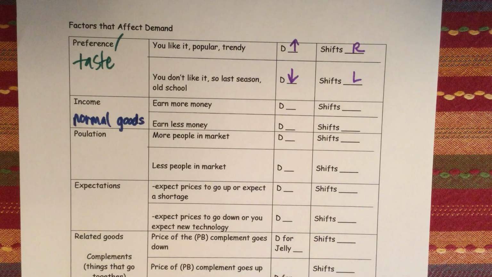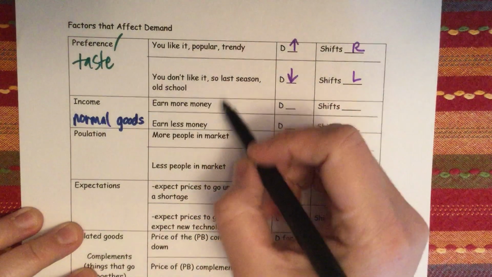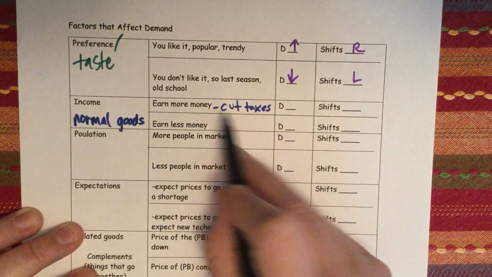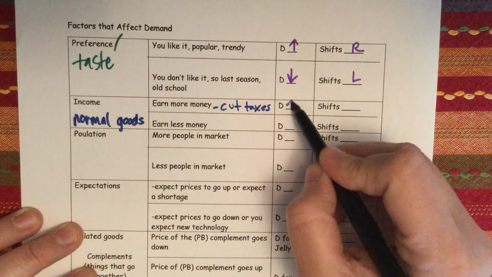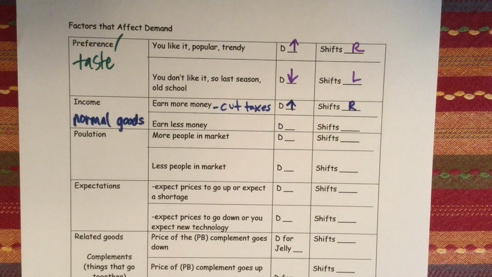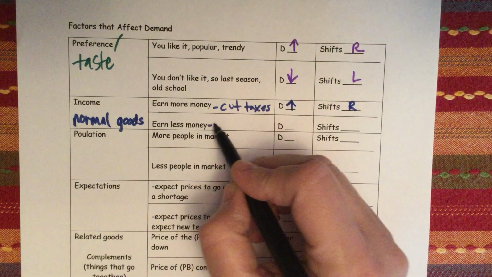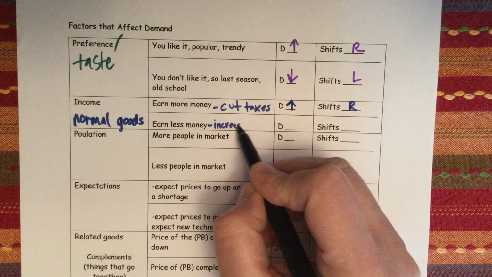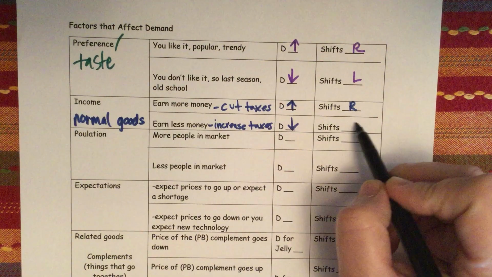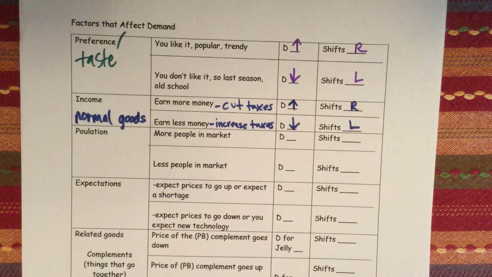Let's say, for example, that you're all of a sudden earning more money, or that they've cut taxes, and I'm going to add that on here. We don't have to pay as much taxes, so we have more money. Demand then will go up and it'll shift to the right. When people have more money, you always assume that they're going to buy more goods and services. If we earn less money, or if they increase taxes, then we don't have as much money to spend, so demand will go down and it will shift to the left. This is true for normal goods.